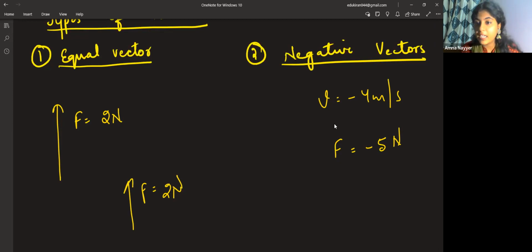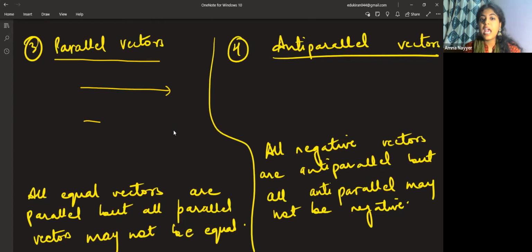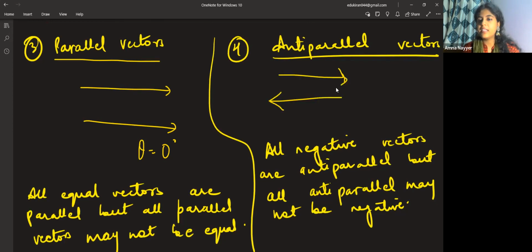How will you identify negative vectors? You identify these negative vectors with the help of proper sign, proper angle. Angles we'll do in detail, so these things will become clear. That's why I do not go into the details of it. Same thing, all equal vectors are parallel, but all parallel vectors may not be equal. Parallel vectors means two vectors are present and the angle between them is 0 degrees. Anti-parallel is if one head is pointing towards one side and another head towards the opposite side, meaning the angle between the vectors is 180 degrees.